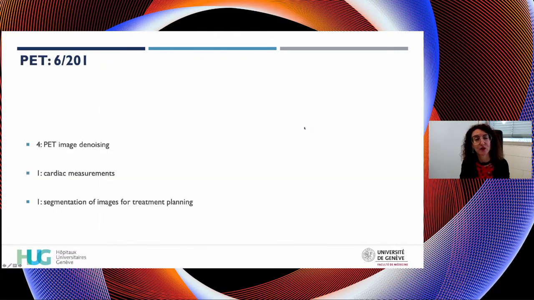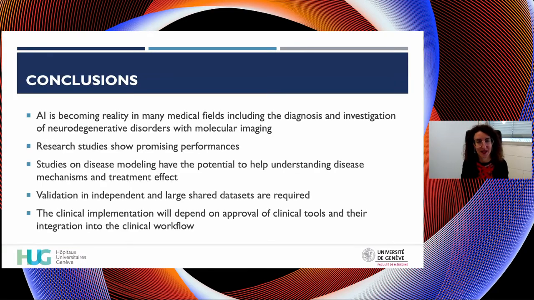But specifically for the field we're interested in, so molecular imaging for neurodegeneration, we currently have 6 tools. The majority of these tools focus on the image denoising or enhancement that I showed you before, so the ability of obtaining high quality images from lower quality images, and then on the segmentation of specific organs, but not specifically for the brain. So we still have to have some patience.